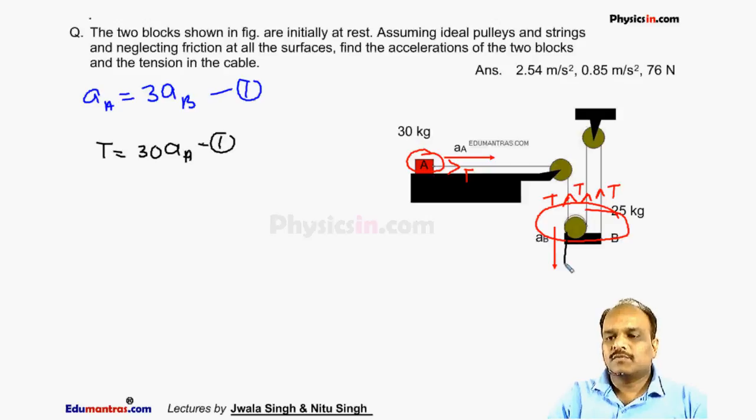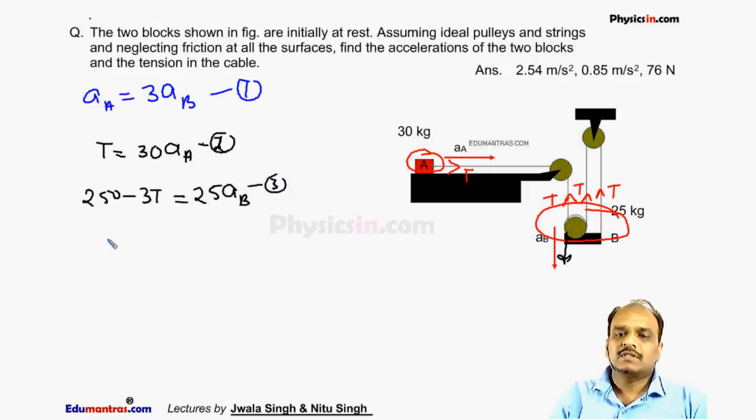From this block B, the weight of this block will act downward, so we can say 250 minus the upward tension, T and T, it is 3T, is equal to the mass of block B, 25, multiplied by acceleration of block B. This is our third relation.